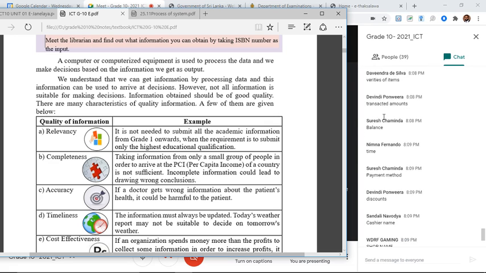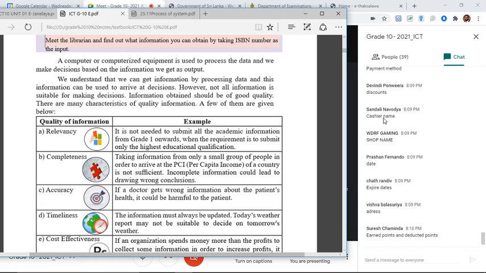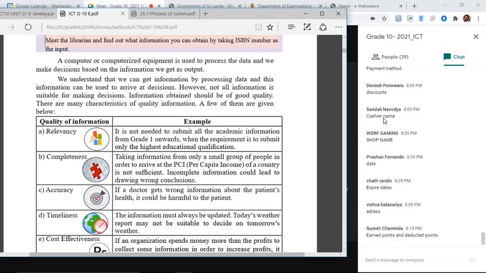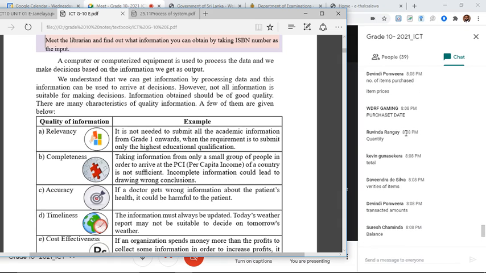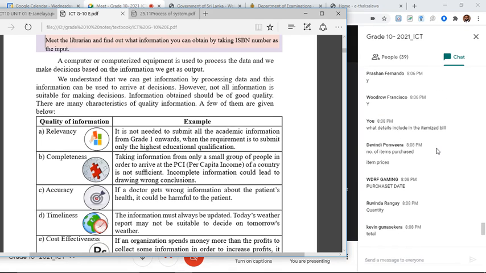Some other day I will ask you to prepare an itemized bill for me. Right? When you are writing the codes, then I will ask that. Then earned points, expiry date, then deducted points, something like that. So these details must be there. Okay, the question is what details are included in the itemized bill.